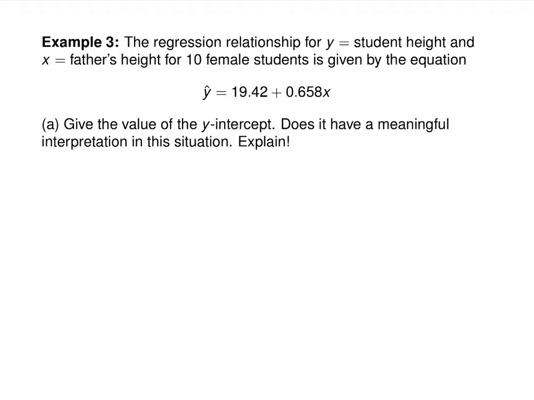Given the values of a regression equation that relates student height and the father's height, found using 10 female students: y hat is 19.42 plus 0.658 times x. Give the value of the y-intercept. Does it have a meaningful interpretation in this situation? Explain. So what is the y-intercept? 19.42.